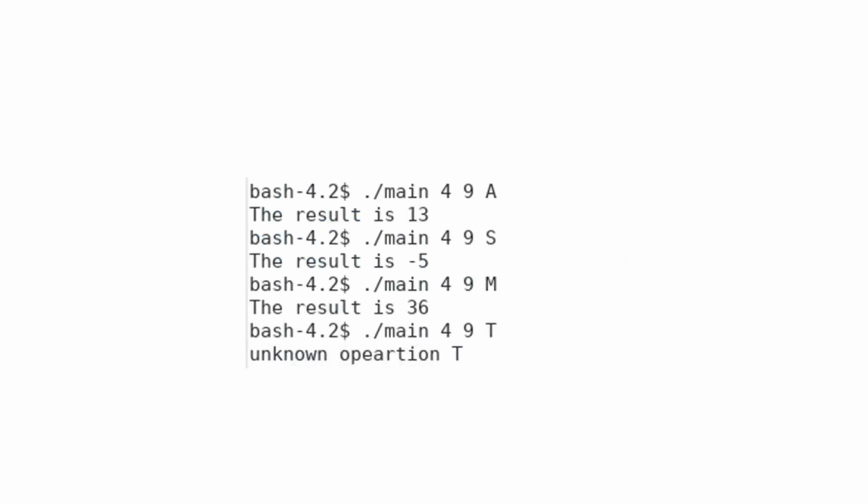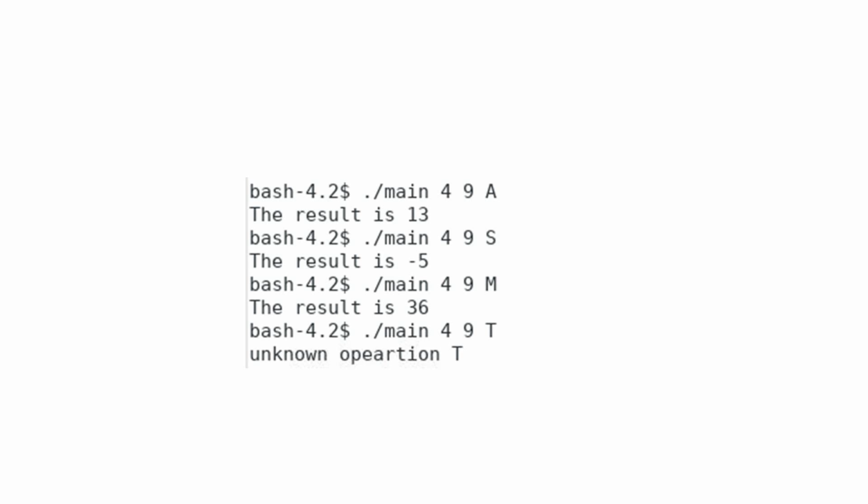If the arguments are 4, 9, and a, the output is 13. If the arguments are 4, 9, and s, the output is minus 5. If the arguments are 4, 9, and m, the output is 36. If the arguments are 4, 9, and t, the output is unknown operation t.